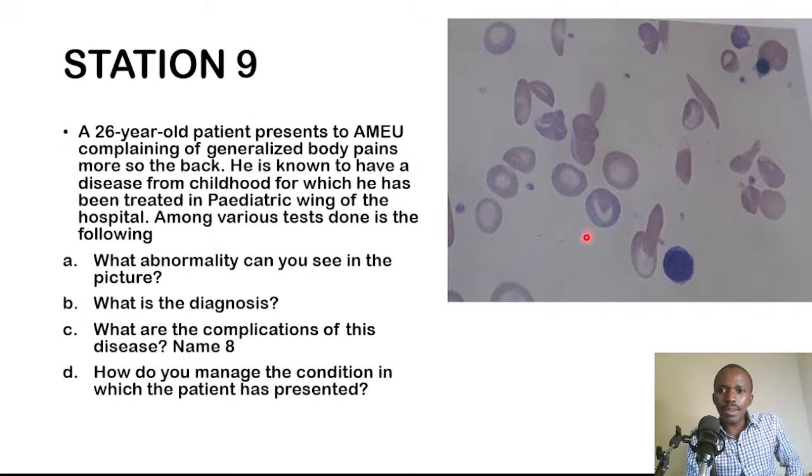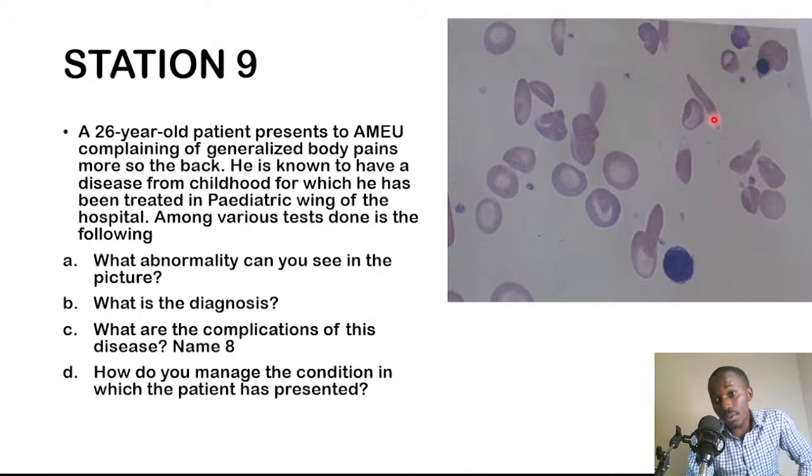So as you can see here, there's something going on, even though this picture is poorly taken. We have these cells that look like a bullseye. You can see that there's a darker area here, and there's a lighter area in the middle. These are known as codocytes. We can refer to them as target cells because they look like a target. Some of these are different shapes, and some are almost even sickle shaped.